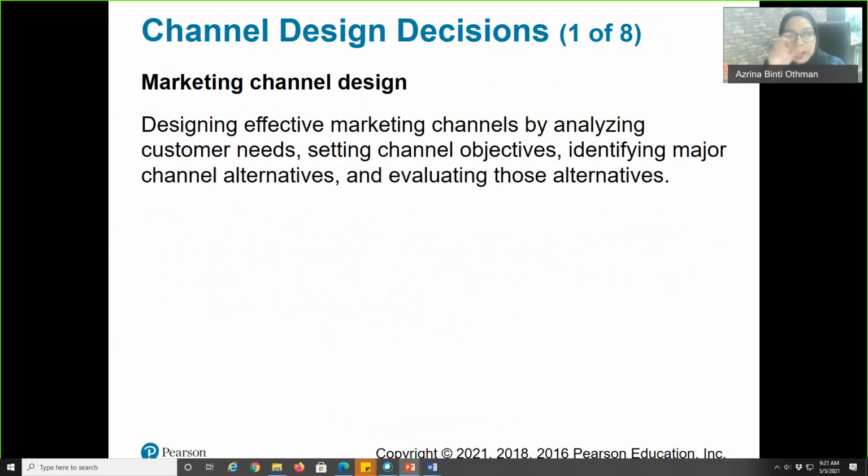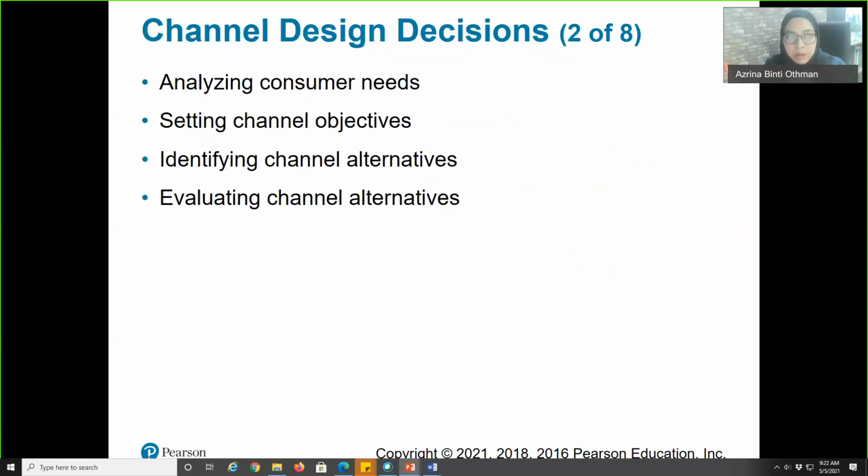You need to know how to design the marketing channel. In designing the marketing channel, you must analyze your customer needs. It also refers back to your marketing process. Kena juga analyze the customer needs. You must set your objectives, the channel objectives, and identify the alternatives, the options, and you must evaluate those alternatives, those options. Okay, analyzing consumer needs, setting channel objective, identifying channel alternatives, evaluating the channel alternatives.